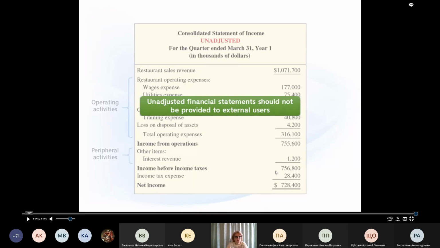This is why the income statement includes 2 main components. You see, the first one, the main one, and the result of the operating activities we calculate as income from operations or operating income.